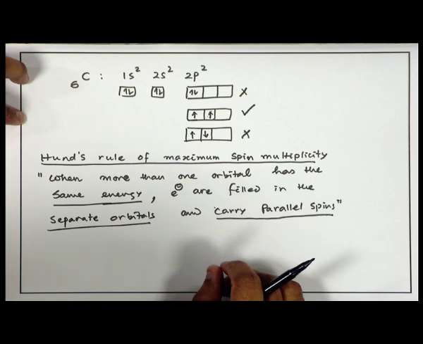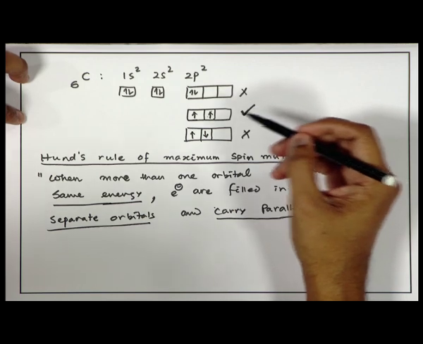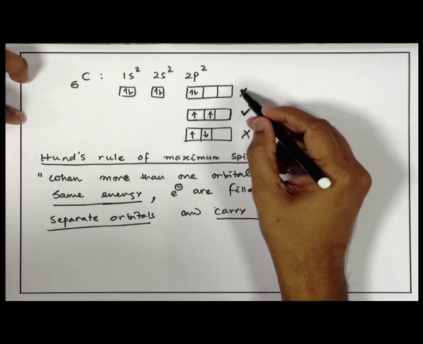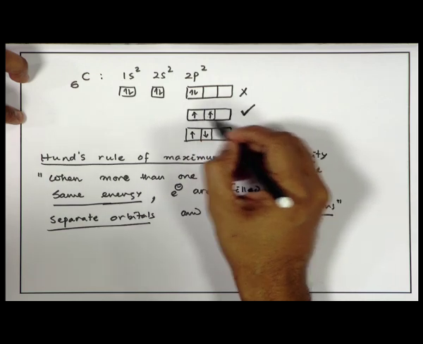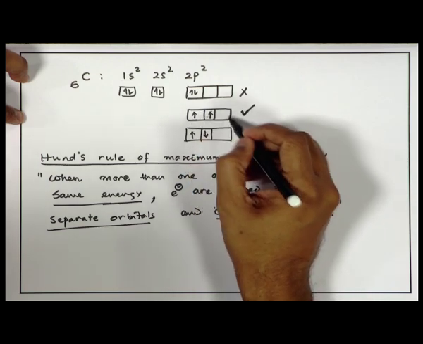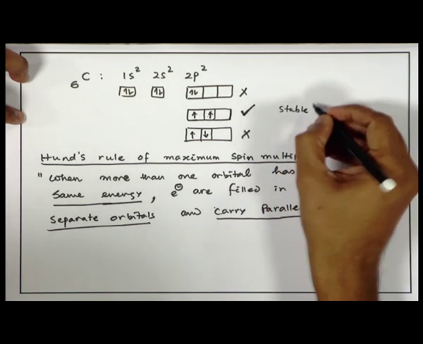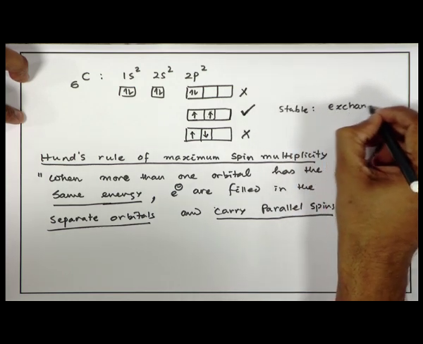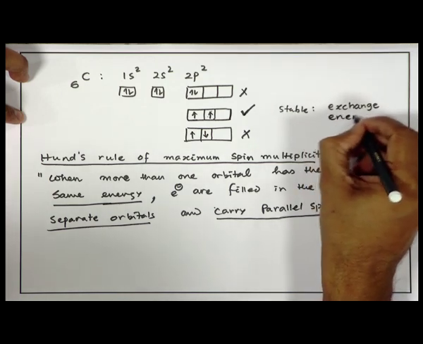of this carbon atom. What you see here has important consequences. The thing is, why is this configuration accepted and not these two? The answer to that is that this configuration has lower energy. This configuration is more stable, and its stability comes from what is called exchange interaction energy or exchange correlation energy. We call that just exchange energy.